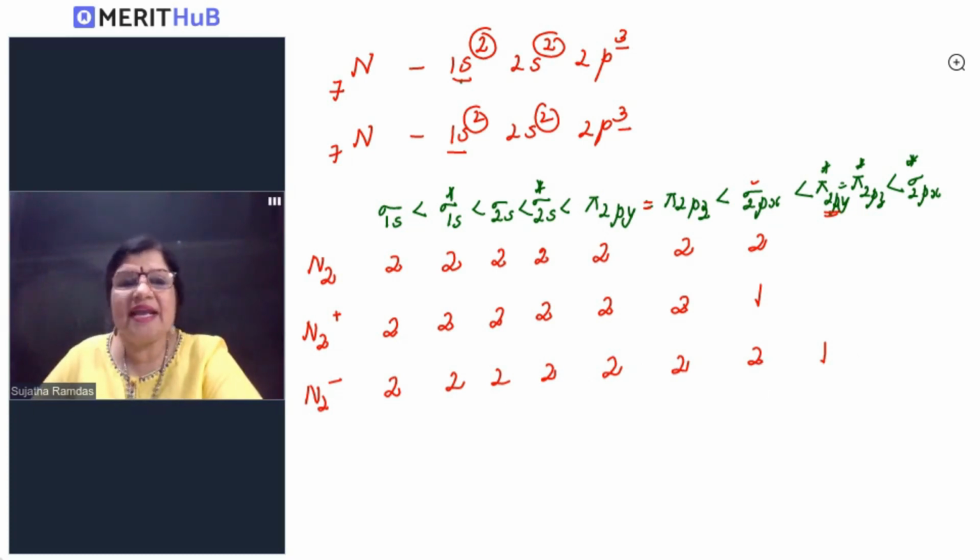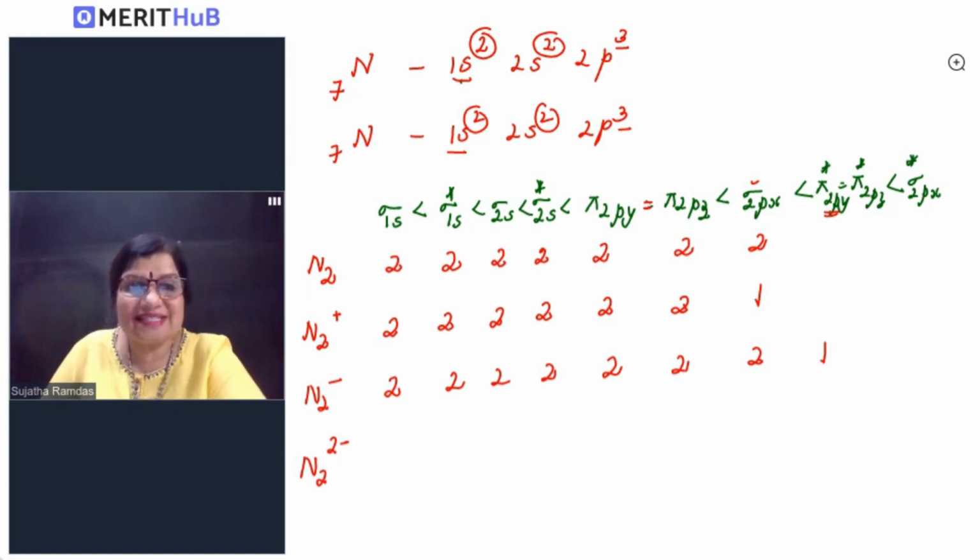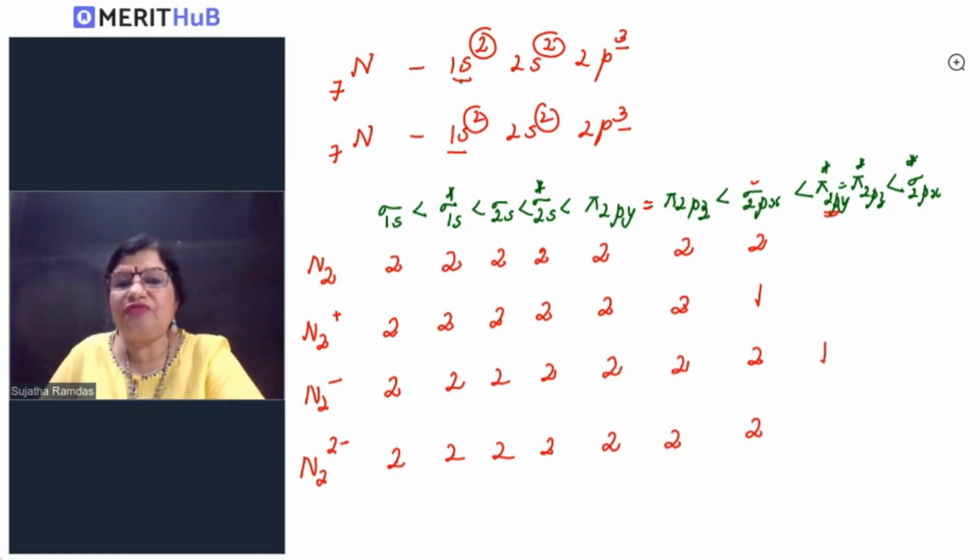Okay, and finally, let's write down the arrangement of electrons in N2 2 minus. 2 electrons have been gained. So 14 plus 2, 16. So we have this as usual till sigma star 2s, pi 2px, pi 2py, sigma 2px. Okay, so we have electrons 1, 2 here. 1, 2, 3, 4, 5, 6, 7. 14 have been accounted for. We need 2 more electrons, correct? So look at this now.